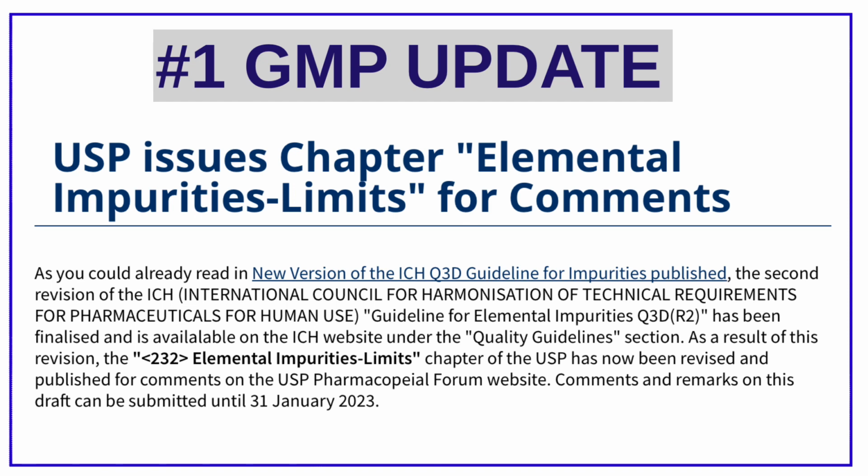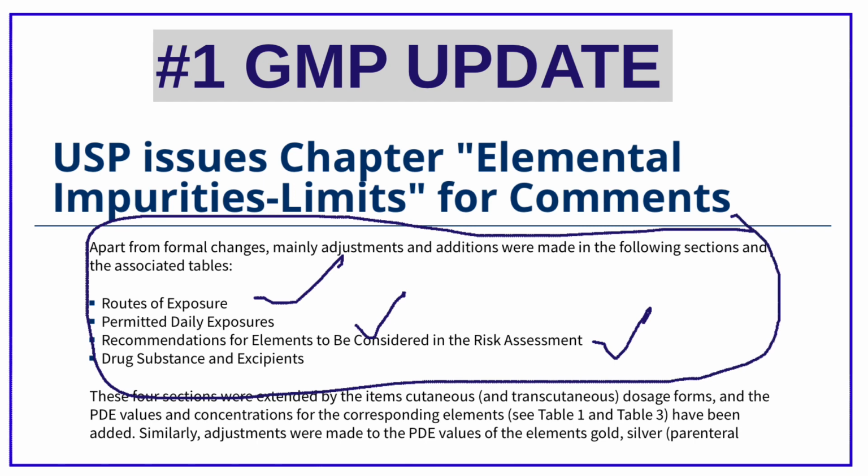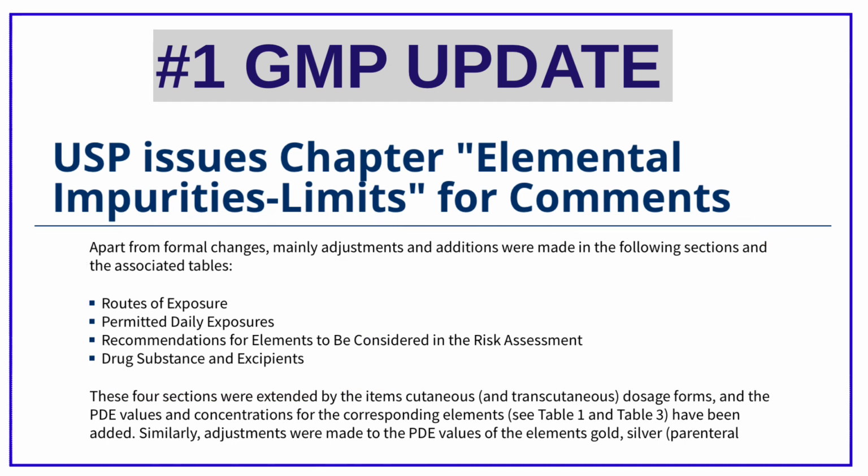Now the question is, what are the changes in the draft document? Adjustments were made to the PDE values of the elements gold, silver and nickel. Along with this, adjustments and additions were done in the following sections and associated tables: routes of exposure, permitted daily exposures, recommendations for the elements to be considered in risk assessment, and drug substances and excipients. So this was GMP update number 1.